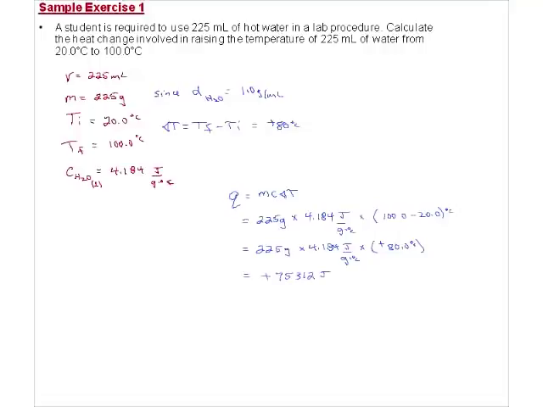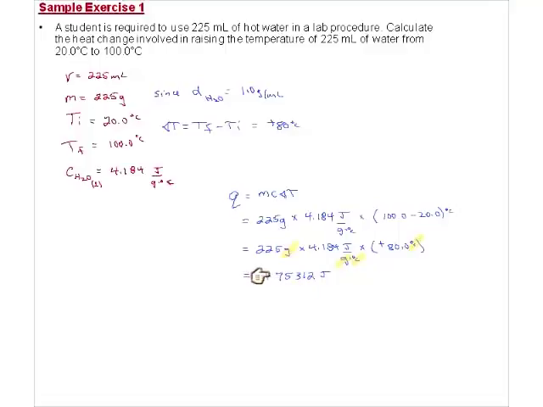Now watch what's going on here. Grams is on top and bottom, they cross out. Degrees Celsius is on top and bottom, they cross out. My final answer is 75,312 joules. That's a lot of energy.